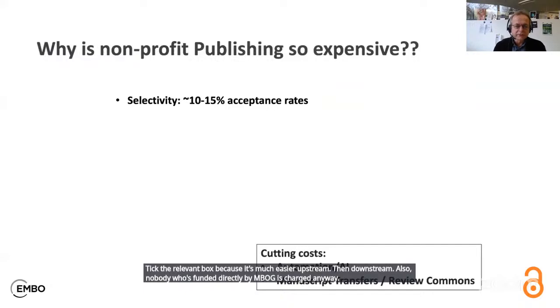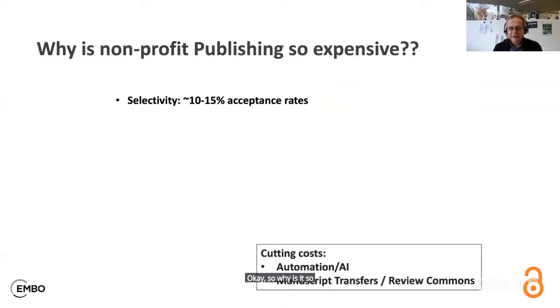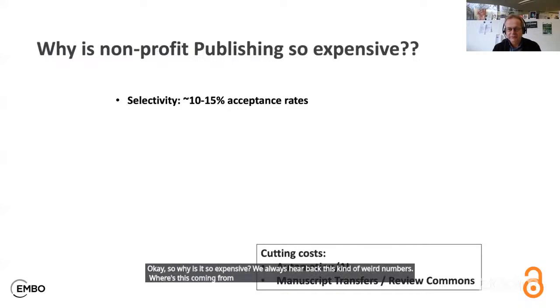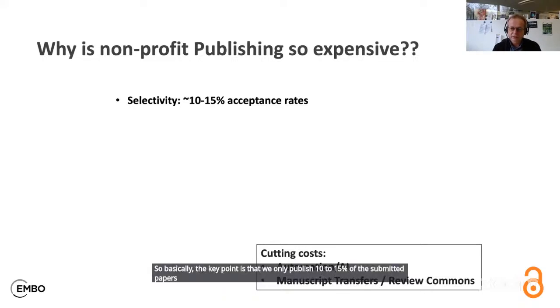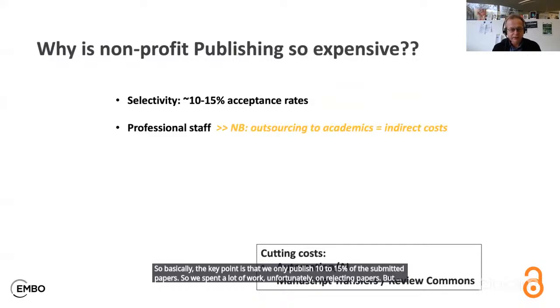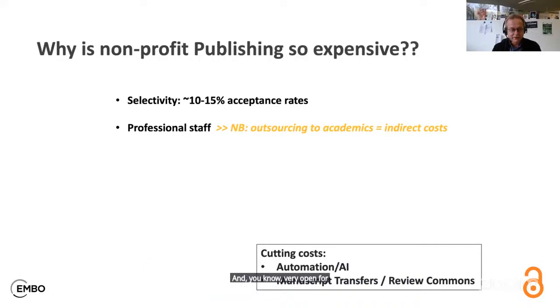Okay, so why is it so expensive? We always hear back, these are kind of weird numbers. Where's this coming from? Don't you just slap the stuff on the internet and that's it? So basically, the key point is that we only publish 10 to 15% of the submitted papers. So we spend a lot of work, unfortunately, on rejecting papers, but that increases the costs quite dramatically. And I'm very open for discussion on that sensitive topic.